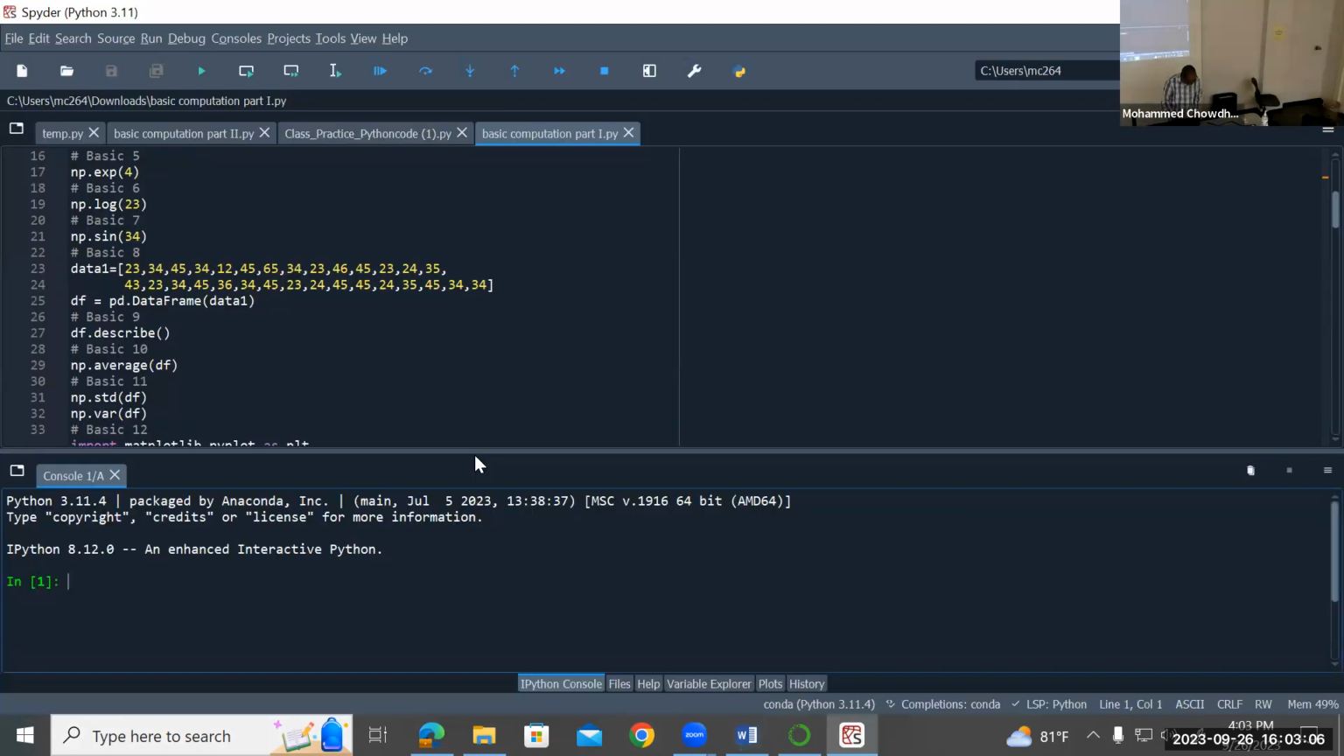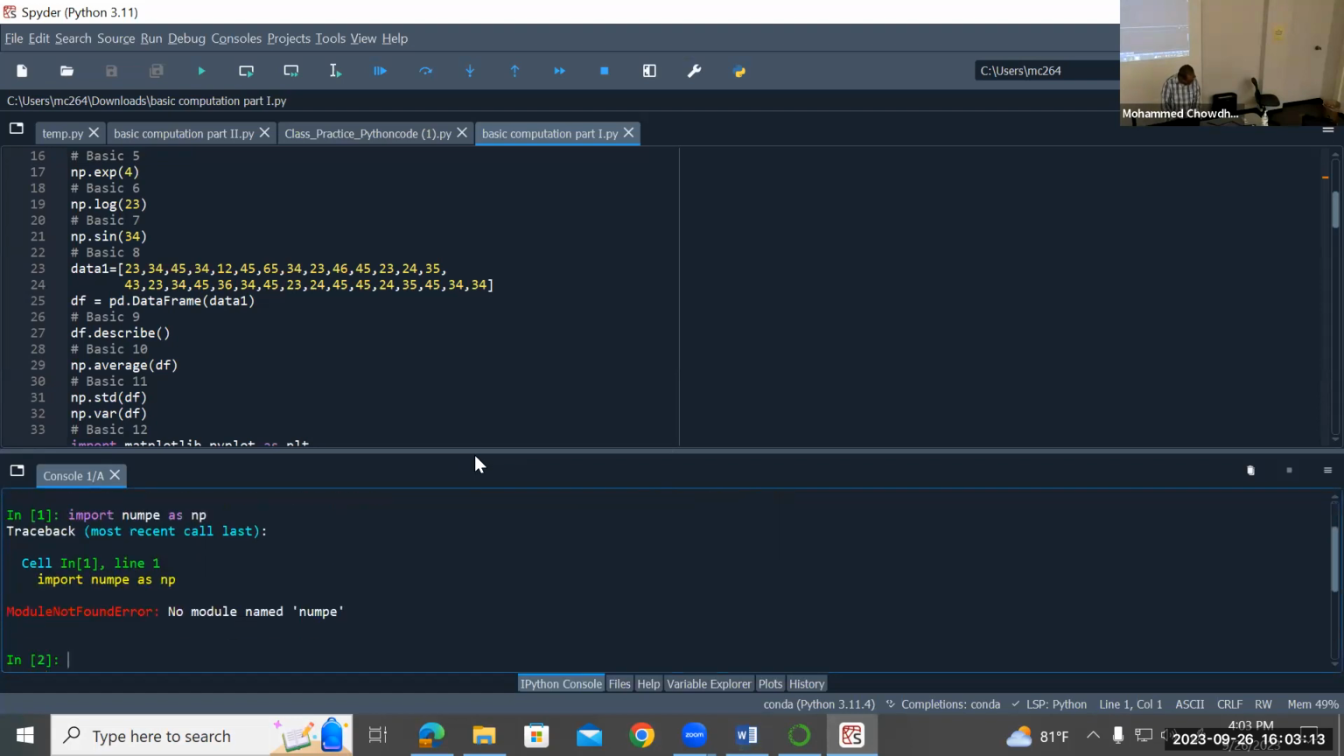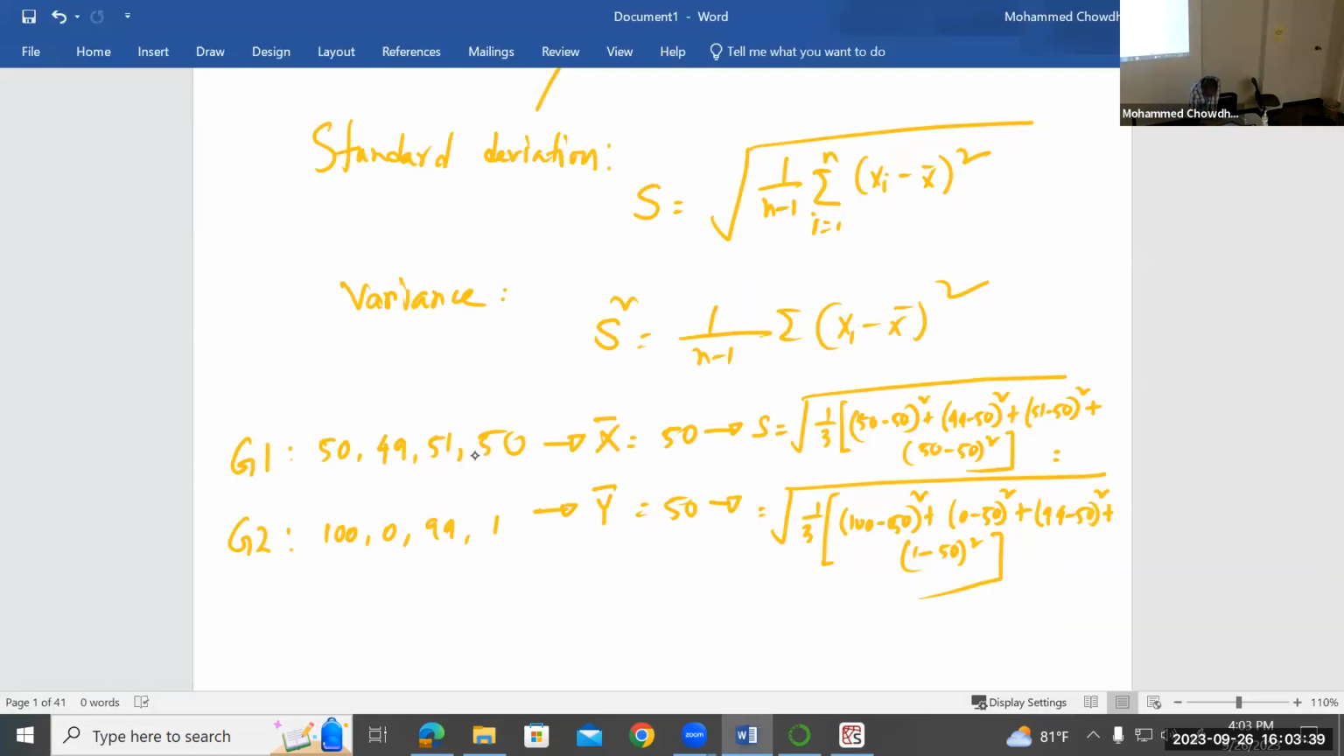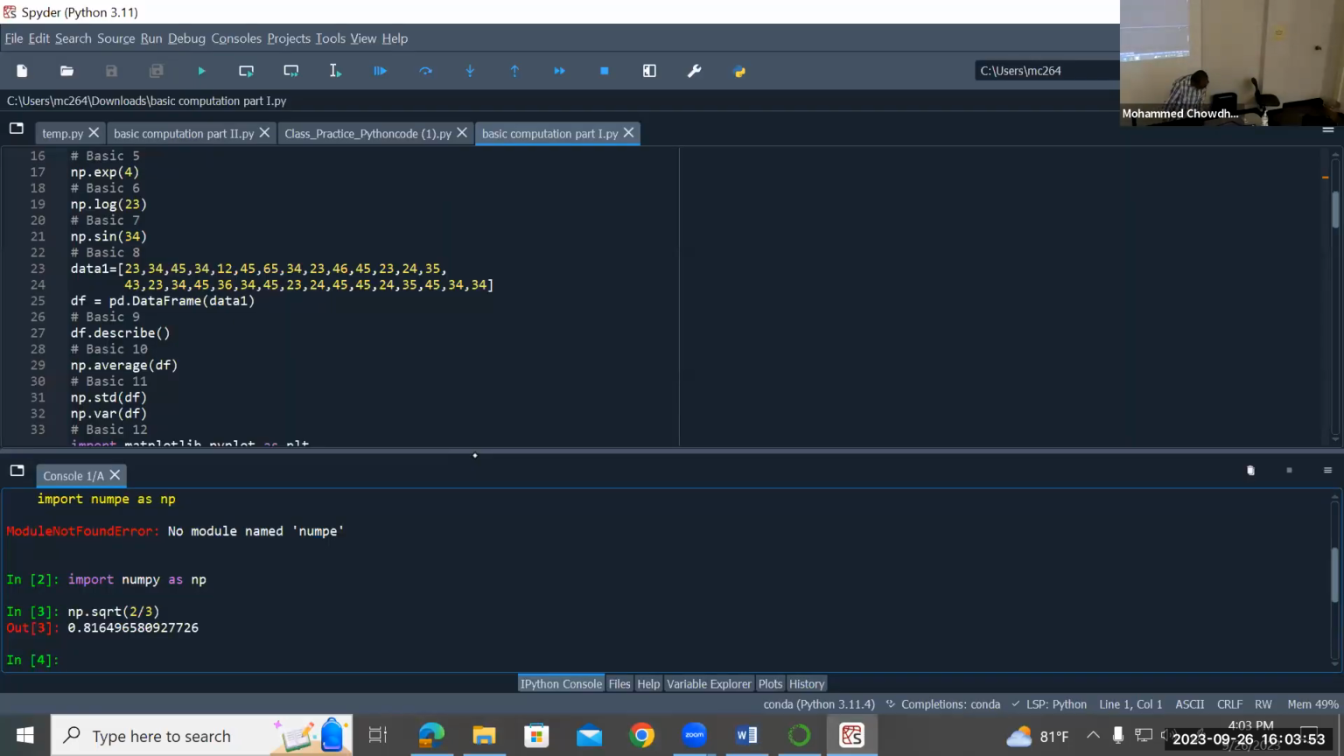The square root of 2/3, right? Let me import numpy as np, and now np.sqrt of 2/3. So 0.81. Here the deviations are 1, and 1 squared equals 1, so 2/3, and the square root of 2/3. Okay, now I want to find the other one.